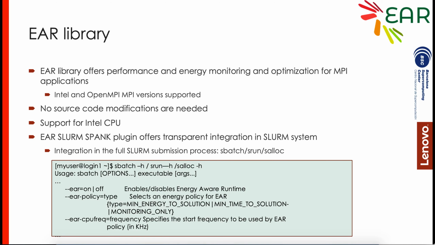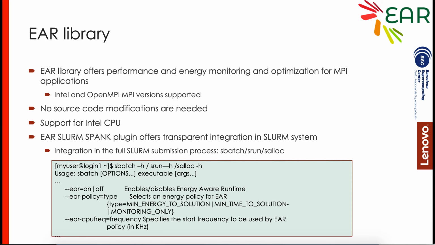The EARL library provides optimization at this moment only for MPI applications. We are working on the next releases to provide other use cases. Intel MPI and OpenMPI are supported. The really interesting thing is that no source code or user input is needed at all. The current version is for Intel CPUs, and the way we do it totally transparently is that the EARL library is loaded using an EARL Slurm SPANK plugin.